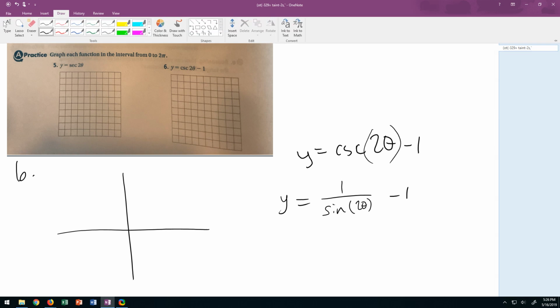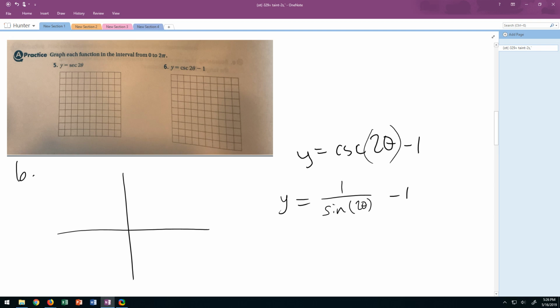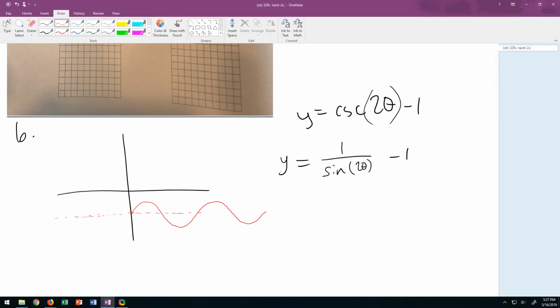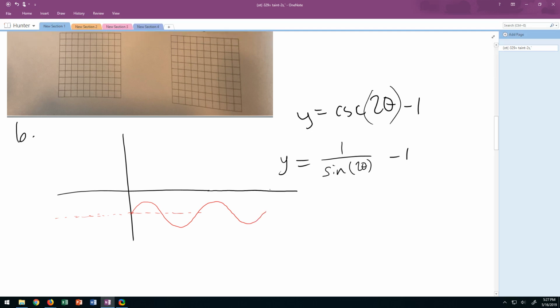So let me do what we did last time. I'll draw the sine graph in red, and then I will draw the reciprocal of that graph. So we're going to have a center of -1. That's a vertical shift of down 1. And now I'm going to have 2 sine cycles between 0 and 2 pi. So here's 2 pi.